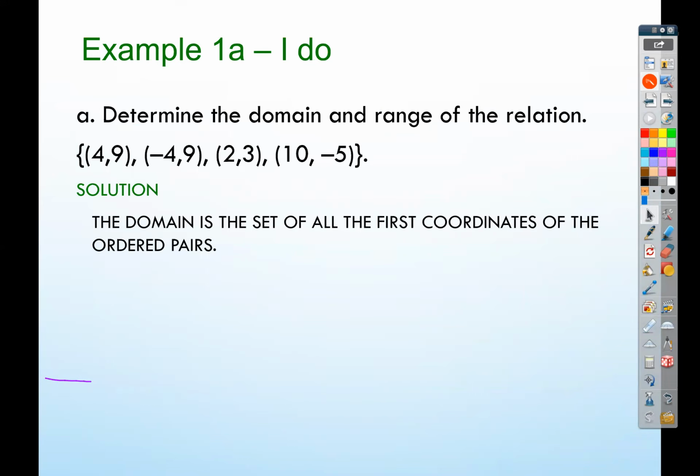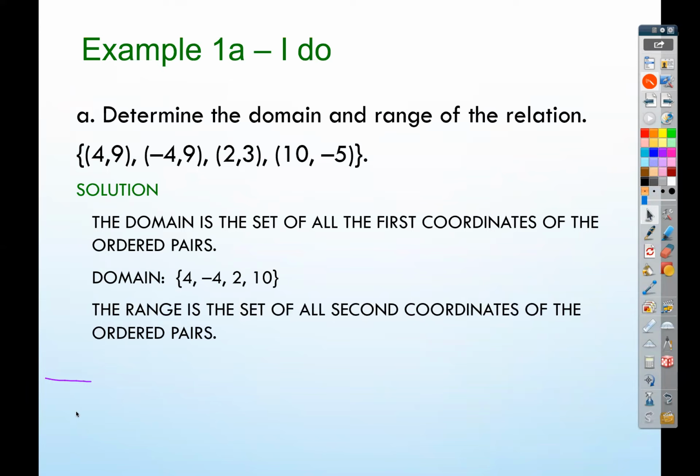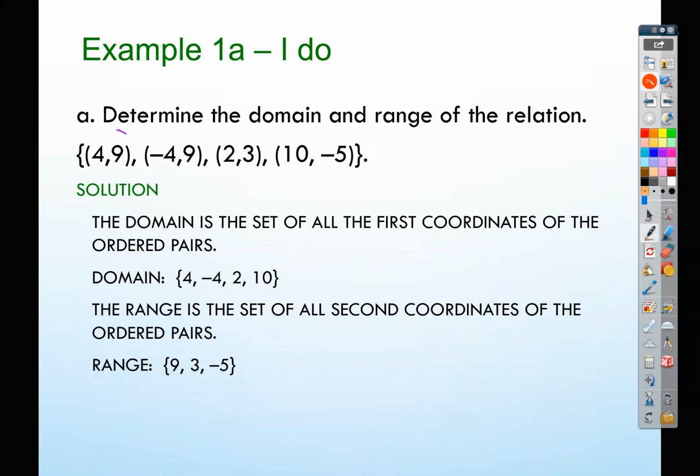So your domain is going to be 4, -4, 2, and 10. And the range is all the y coordinates, so 9, 3, and -5. And notice that I did not write the 9 twice, even though it appears twice. So what that means is if you have a number that's repeating, you only write it once.